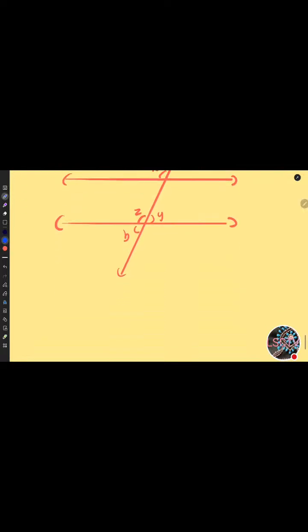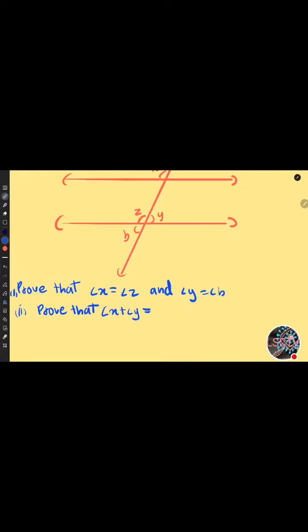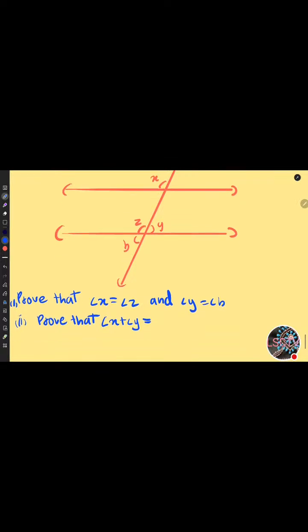Proof question. Prove that, angle x is equal to angle z and angle y is equal to angle b is given. To prove that angle x plus angle y is equal to angle z plus angle b.